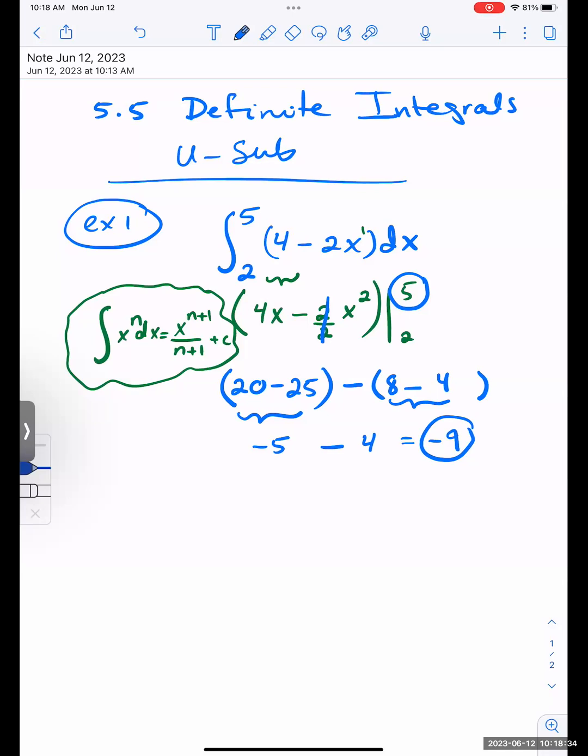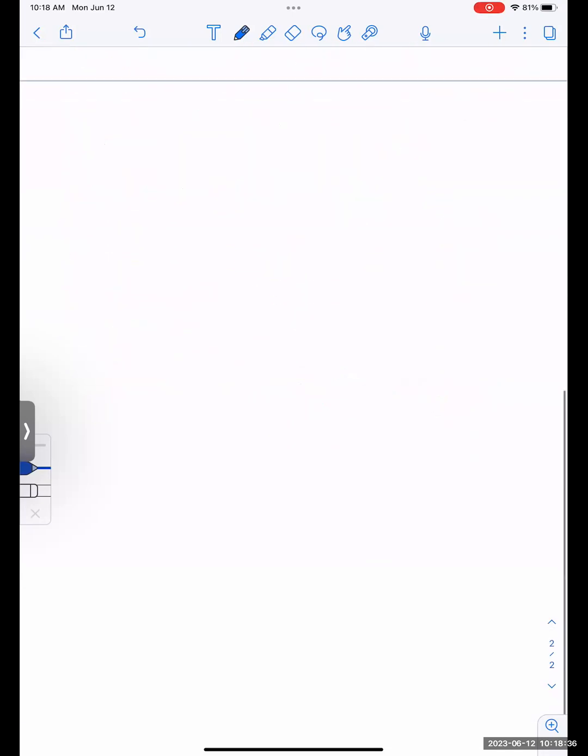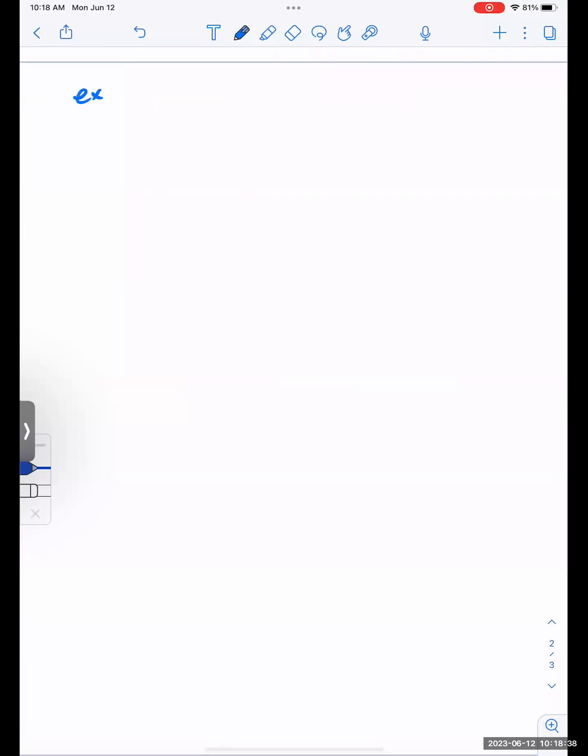So let's do another example. Example 2. Integral from 0 to 2, 2x minus x cubed dx. So now I give you a minute.